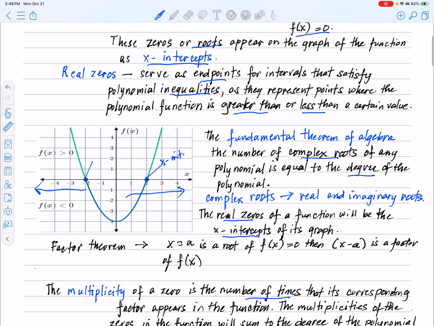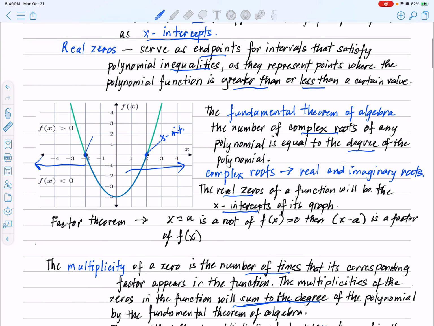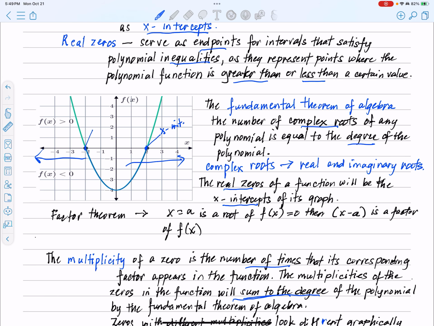Next, we have the fundamental theorem of algebra. The number of complex roots of any polynomial is equal to the degree of the polynomial. Complex roots are real and imaginary, or we call that real and non-real. So the real zeros of a function will be the x-intercepts of the graph.